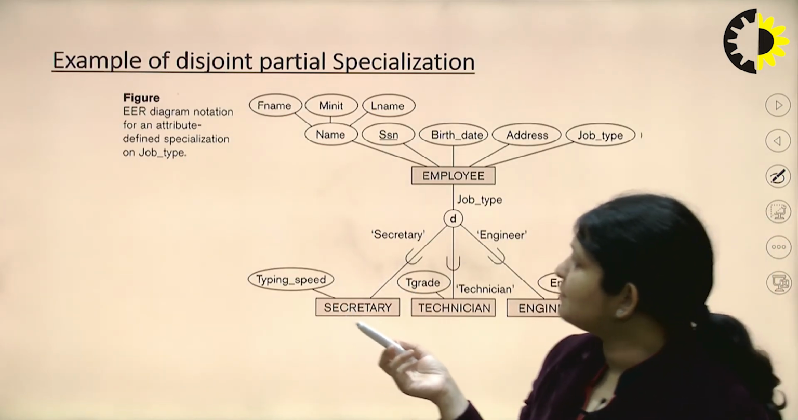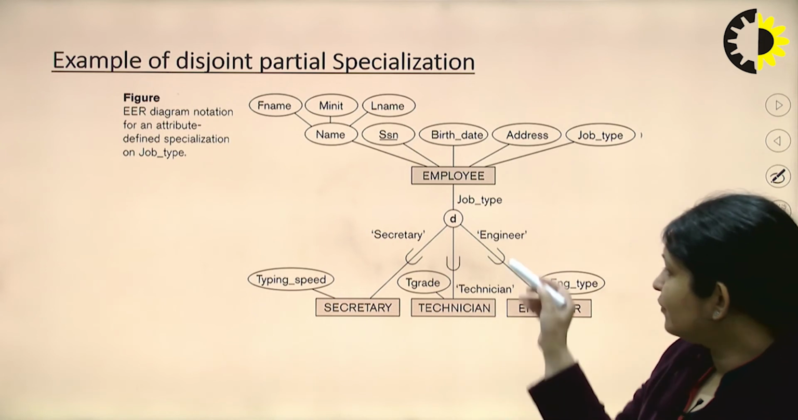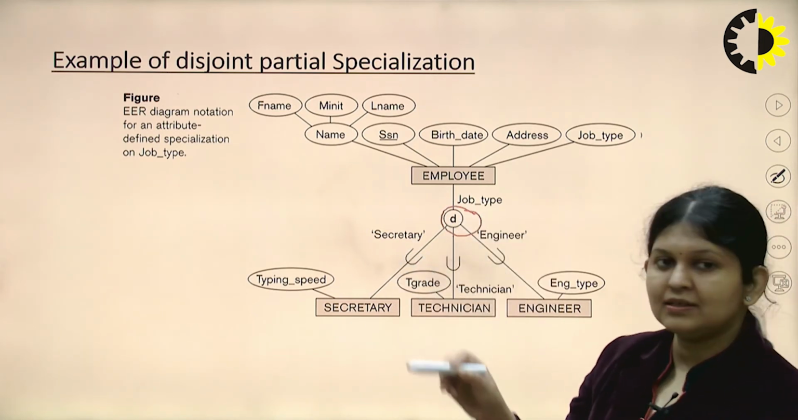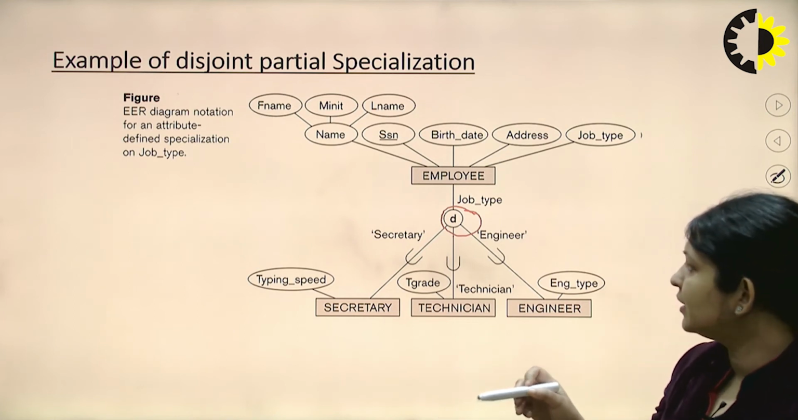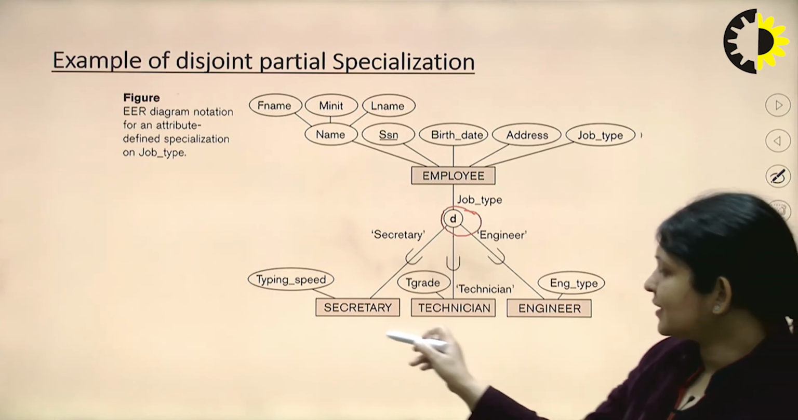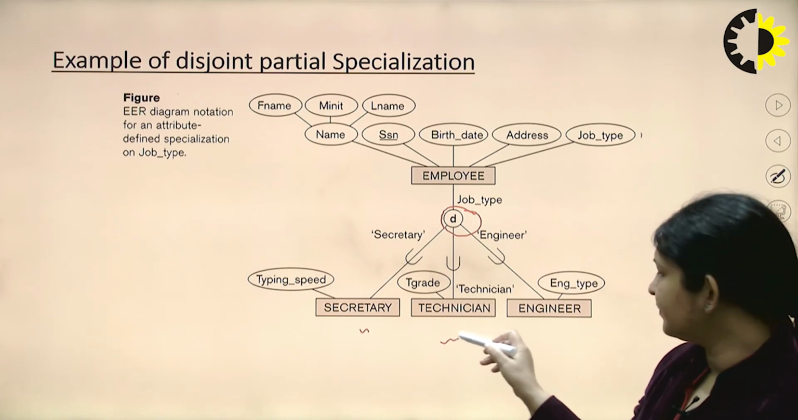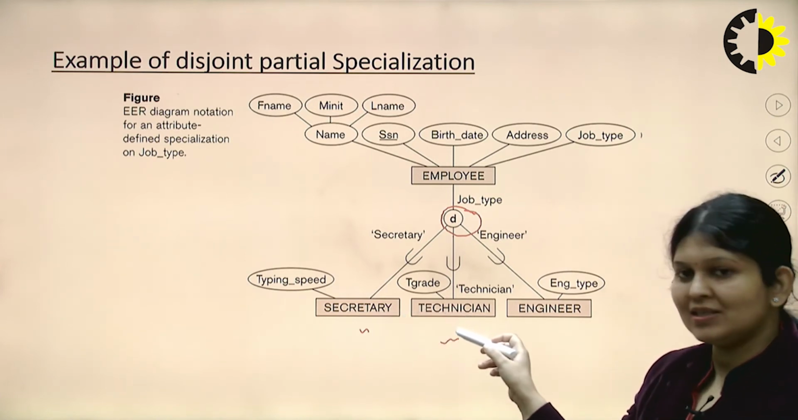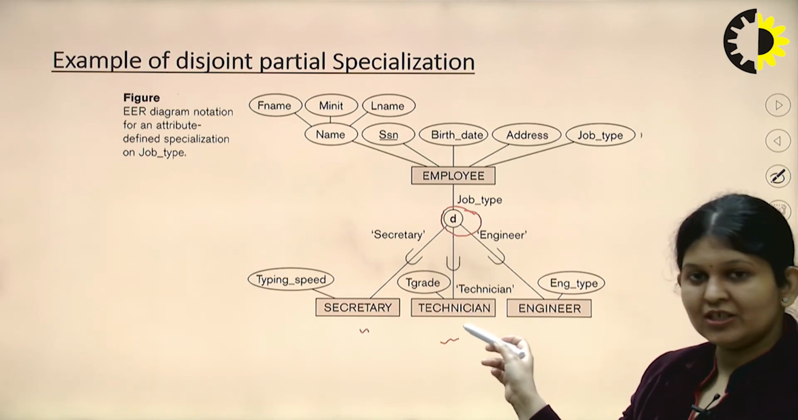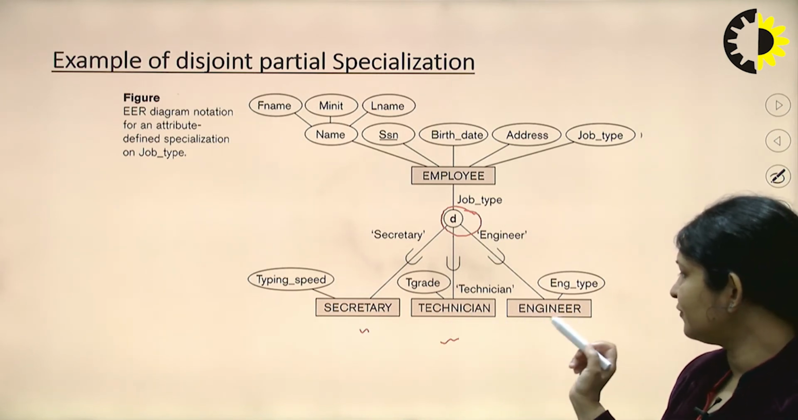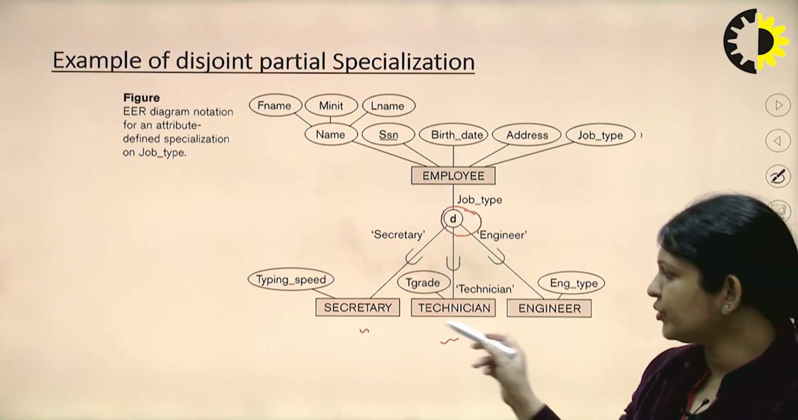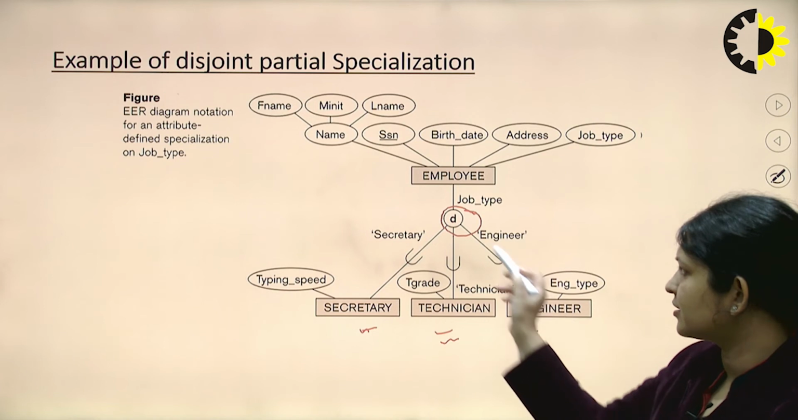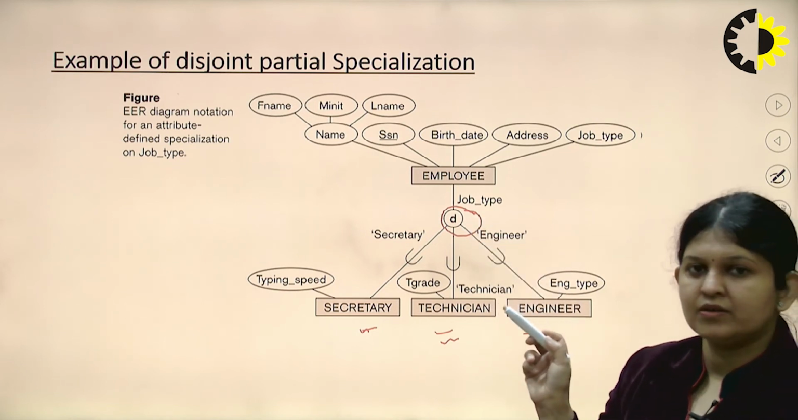Here's an example of disjoint partial. We show the disjoint using this particular symbol: within a circle we write the D symbol. Disjoint means a secretary cannot be a technician. Similarly, a member who is a secretary or technician cannot be a member of engineers. That means we don't have any common members among secretary, technician and engineers if we are using the disjoint constraint.